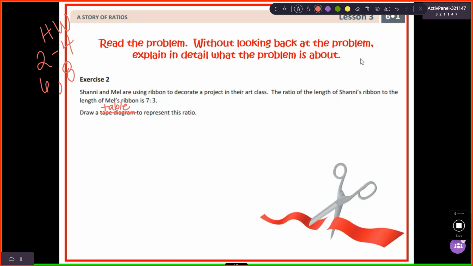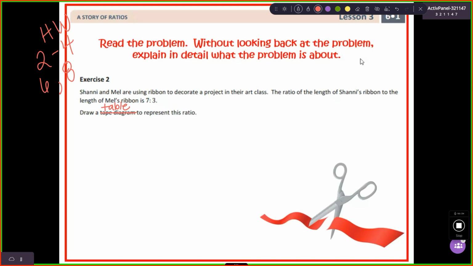And if you see me forget one, let me know and say, Miss Jones, you forgot to mark out the tape diagram on the ones that we do. So if you're doing that extra practice and it has it as a tape diagram, just know that you need to write it as a table. Got it? Good. All right, here we go.